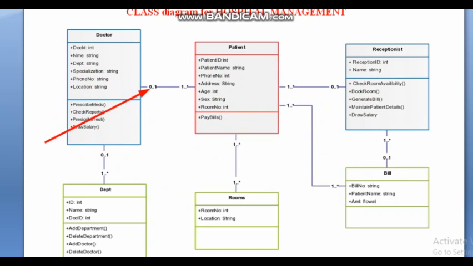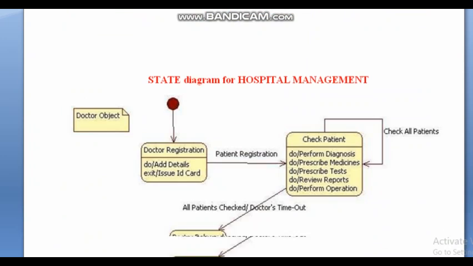That is called association. This is also called cardinality, or it is also called association. So doctor is related to patient, patient is related to receptionist module, receptionist is related to bill module, which is related to rooms module, which is related to department module. All these are interrelated, guys. So that forms a hospital management software. In the next sessions we are going to see this in more detail. This is just the example.